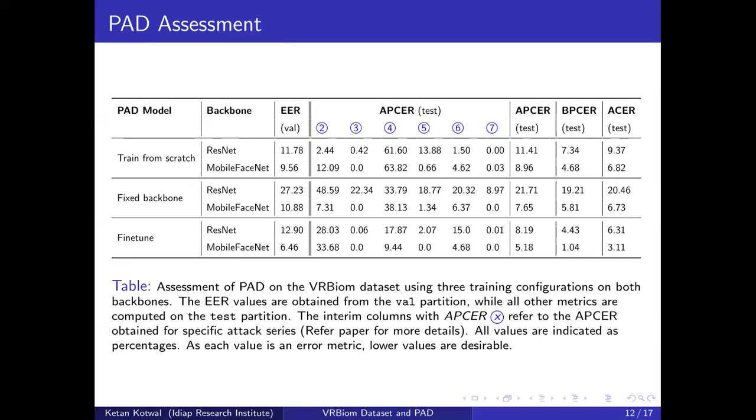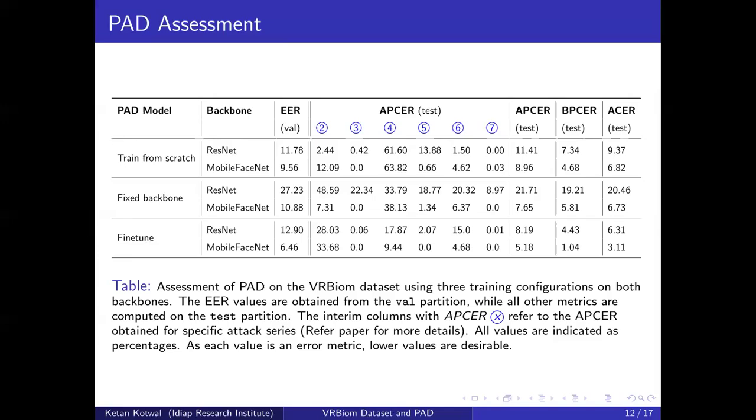Similarly, a certain type of rigid mask, which is under the column with number 4, also seems to be difficult to detect across all combinations of training as well as both the backbones. On the contrary, a couple of other attacks are relatively easy, and numbers also seem to be zero, which means the attacks were detected completely well by the corresponding backbone.